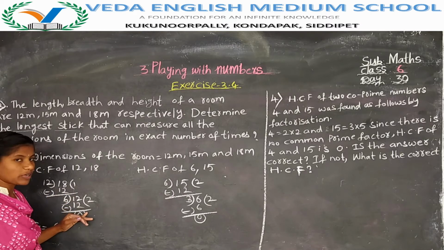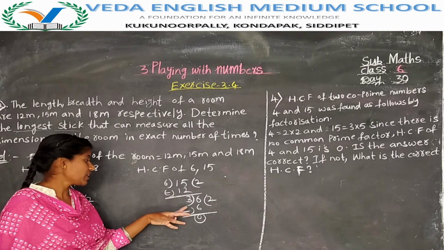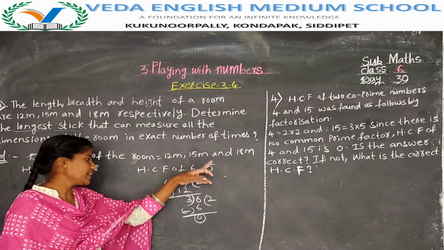Did we stop the HCF here or not? One more number is there. After doing it with that one more number, here we got the HCF 3. So you have to say that the HCF of 12, 15 and 18 is 3.